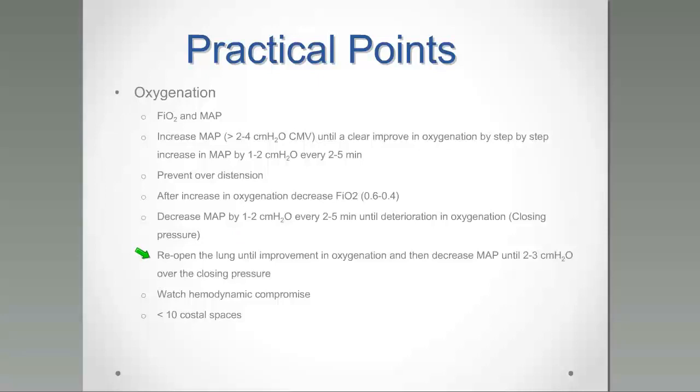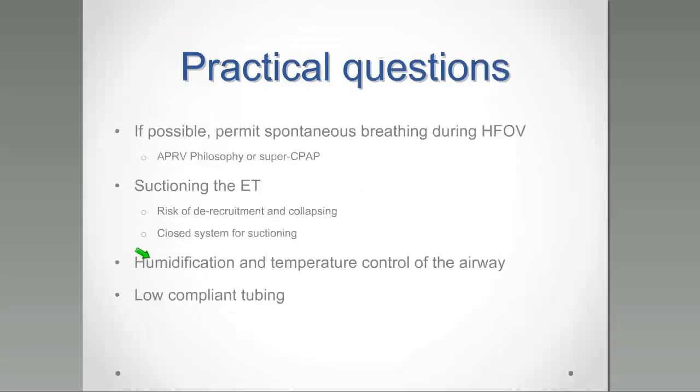After that, we try to make an X-ray and confirm that we don't have atelectasis or overdistension, leaving the lung at a size between 6, 7, and less than 10 costal spaces.